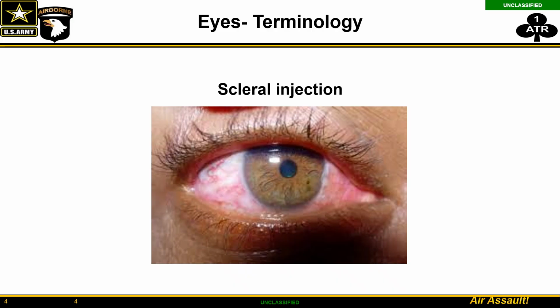So one big term that I want you all to be familiar with is scleral injection. That way, when you're writing your 5181s in your objective section, you're going to tell me general impression, whether this person looks very sick, but you're going to tell me, if it's specifically an eye concern, whether or not they have scleral injection. This can tell me a lot about what may or may not be going on with your soldier.